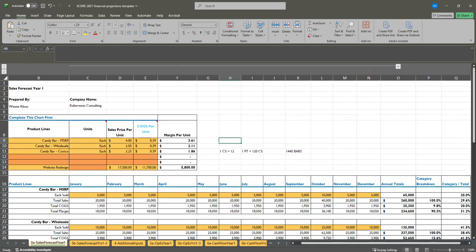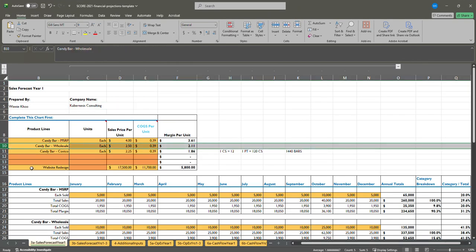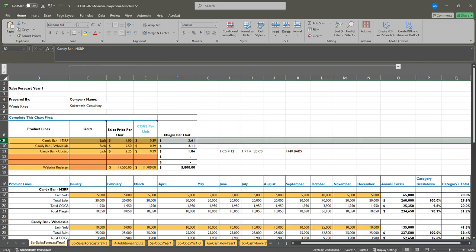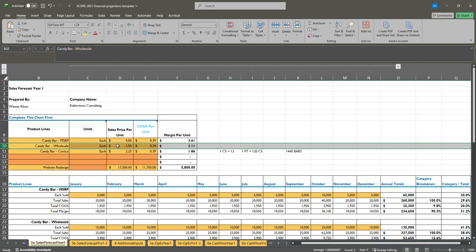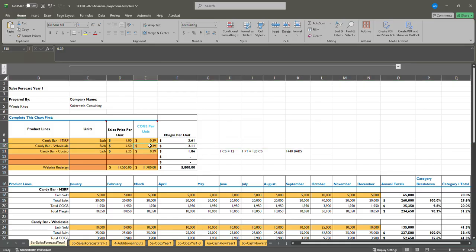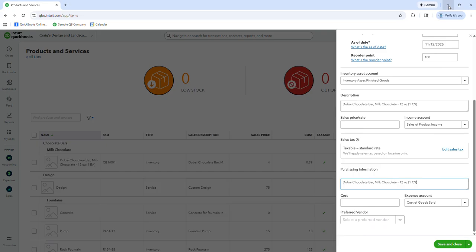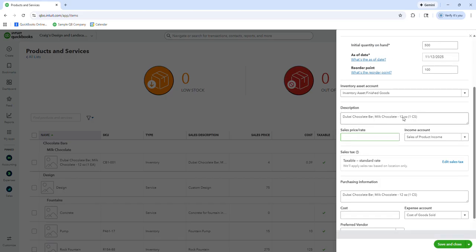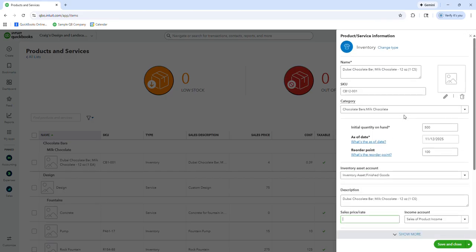Now we go back to this forecast. There's a different price for the wholesale versus direct. So I'm going to set this as $2.50 per unit or per bar and 39 cents per unit for wholesale candy bar sales. So with QuickBooks, there's no BOMs or bill of materials.